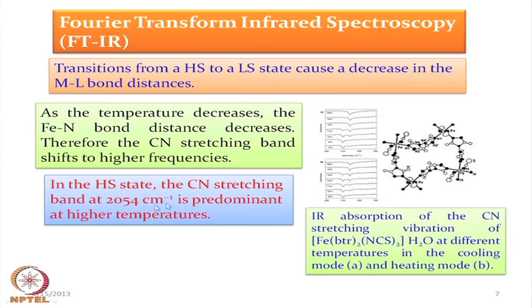So, for the high spin state, the CN stretching band at 2054 is predominant at higher temperature. Just now we have seen how we monitored the temperature variation; here also the heating mode and the cooling mode can be monitored for the corresponding stretching frequency for the high spin state as well as for the low spin state.